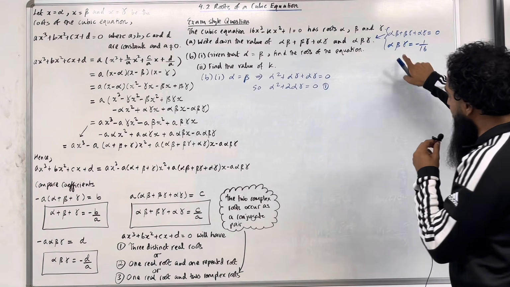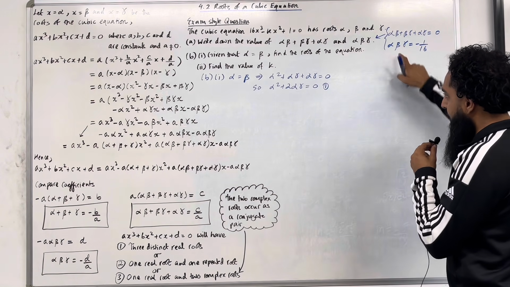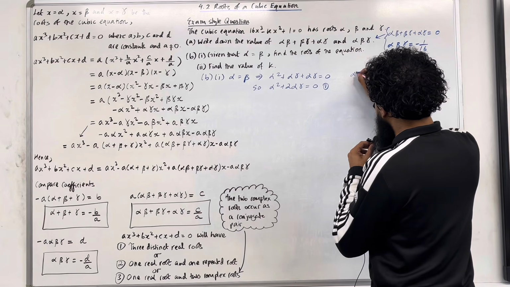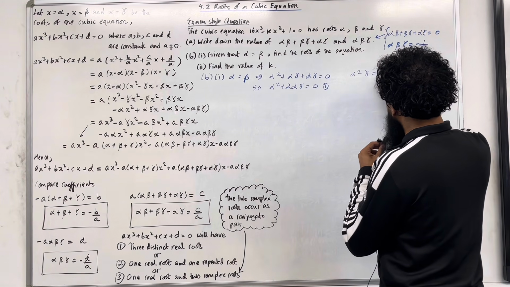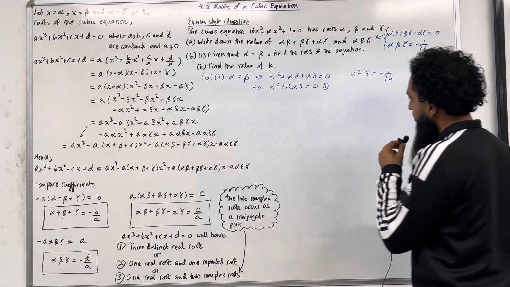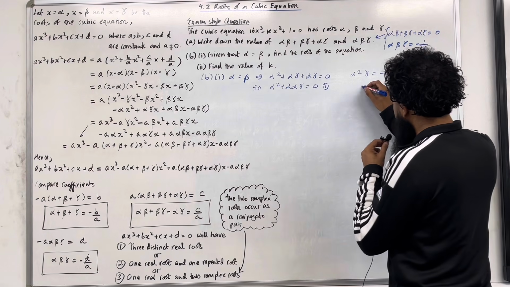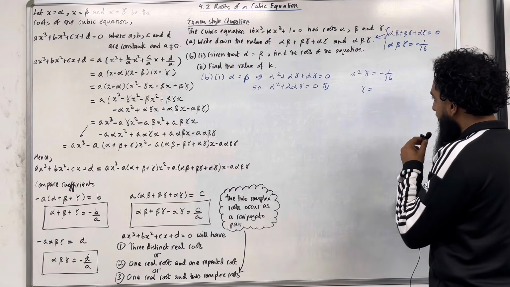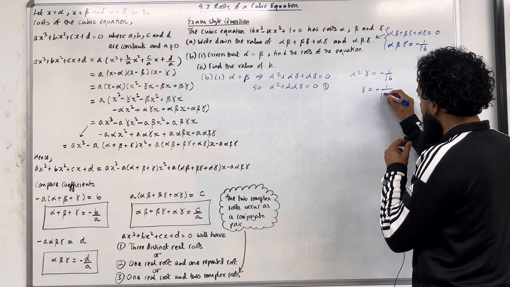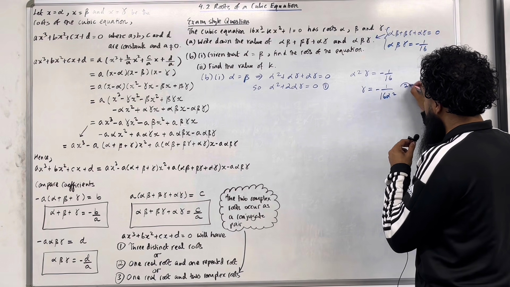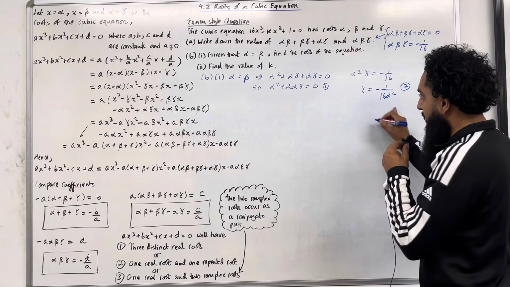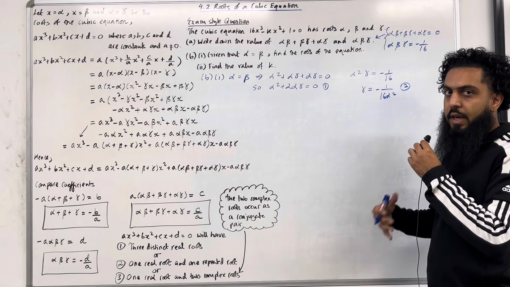Now I'm going to replace the beta in this equation with alpha. So this gives me alpha squared gamma is equal to minus 1 over 16. I can make gamma the subject. So I've got gamma is equal to minus 1 over 16 alpha squared, equation 2. I need to solve these simultaneous equations to work out alpha and gamma.